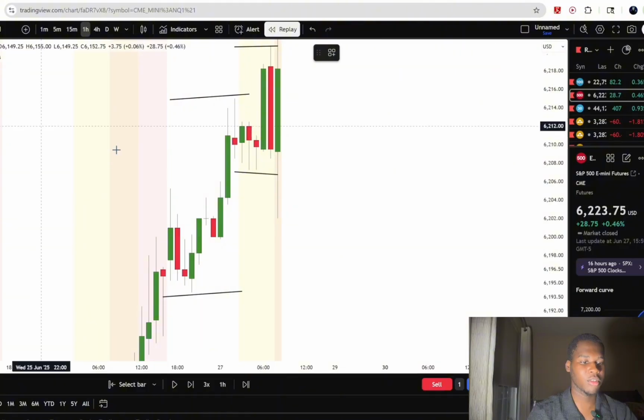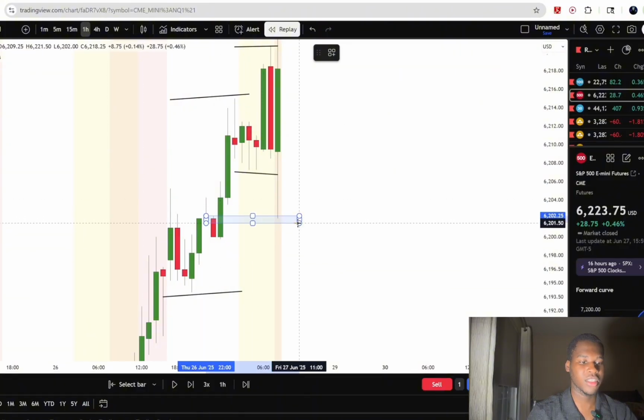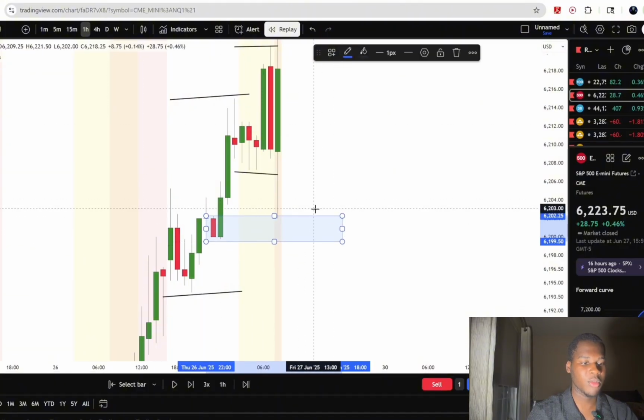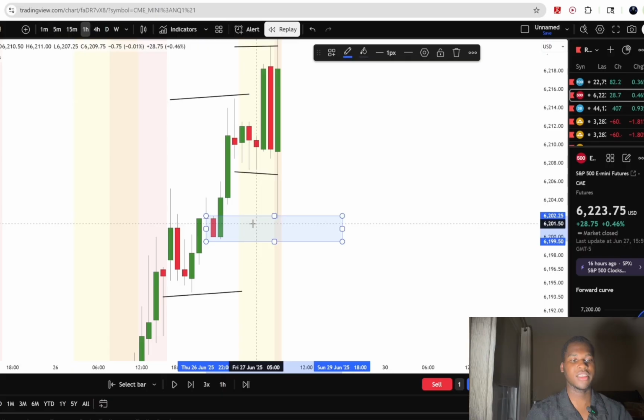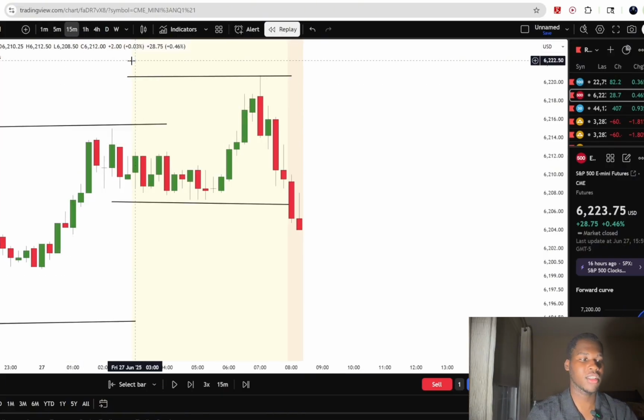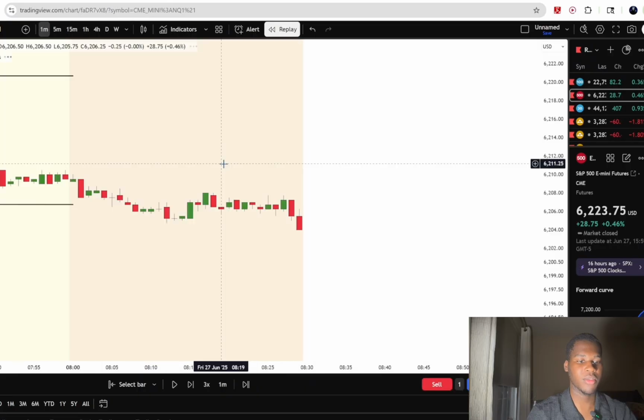So in this example, there was no fair value gap. There was just this demand zone. I mean, we did have the fair value gap, which was right here, but price failed to actually touch the demand zone. This is an example where price actually touches the demand zone. So after price does that, we then go to the 1 minute time frame.